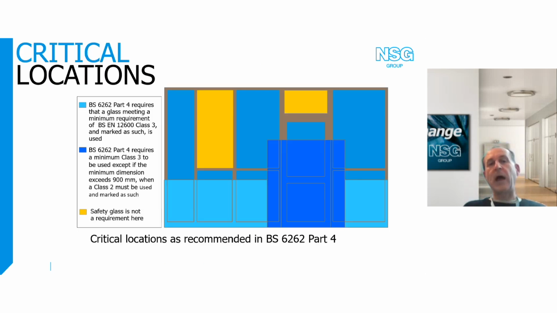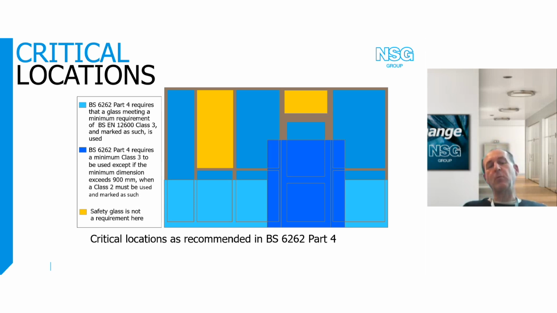Approved documents and technical handbooks reference BS 6262 Part 4. That's the British Standard Code of Practice for glass in and about buildings, safety related to human impact. This standard defines critical locations where safety glass is needed. So it's in and around doors and low level glazing in general. Any glass which is in a door or door side panel, which is within 1500 millimeters of finished floor level, needs to be a safety glass.